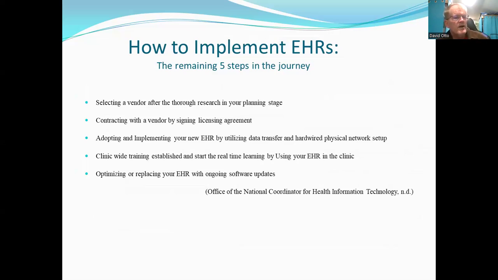You need clinic-wide training established. For me, I only had 1 or 2 employees, but if you're choosing the software for a large clinic of 30 or 40 employees, or a hospital or hospital system, you're going to make sure that you have a really well thought out adoption and implementation plan. We want clinic-wide training established and to start with real-time learning by using the EHR in the clinic, and possibly even start with 1 test patient to see how the whole process goes with that software.